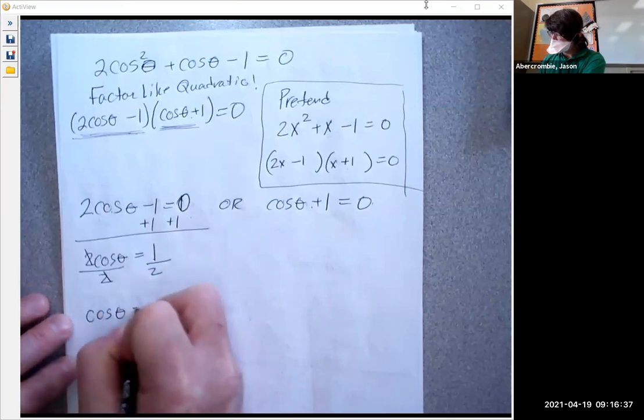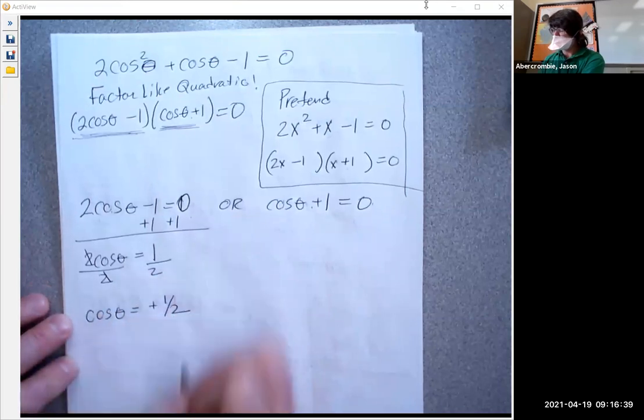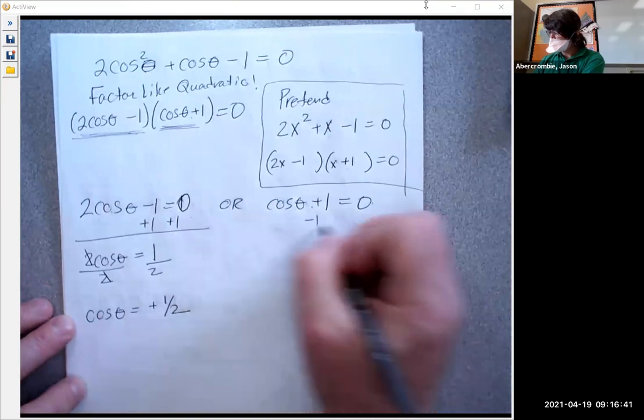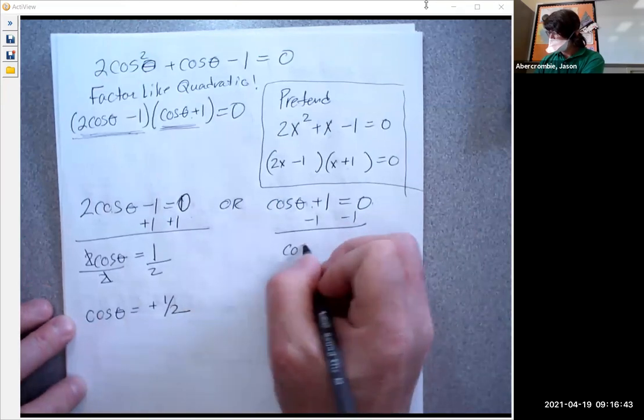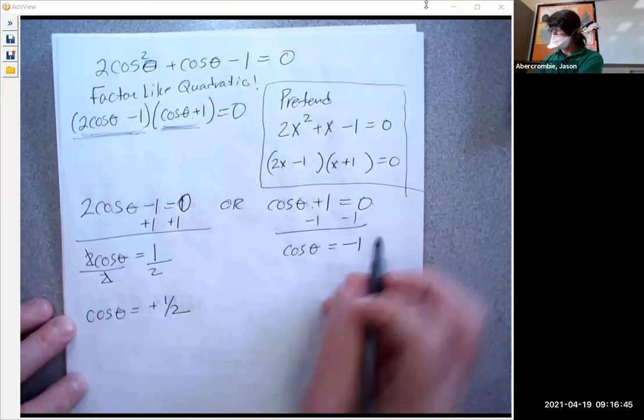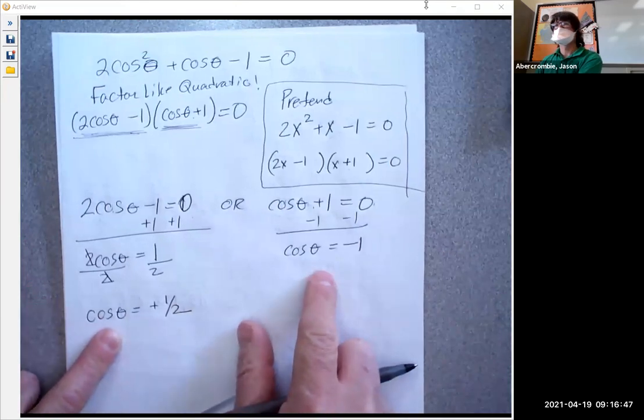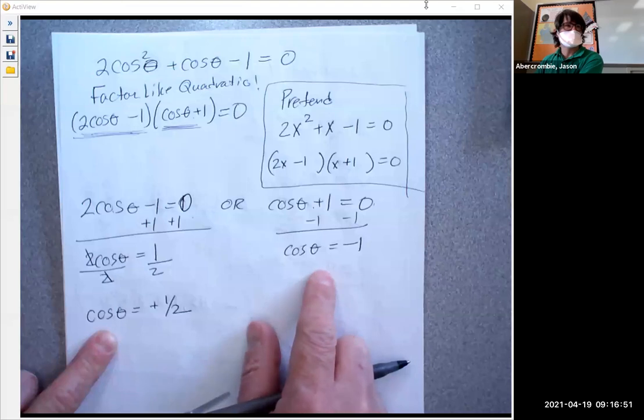So cosine is going to be +1/2 there. And down here, you're going to take away your 1, and cosine is going to be -1. So both of these are going to give you answers. We've got to figure out what those answers are.